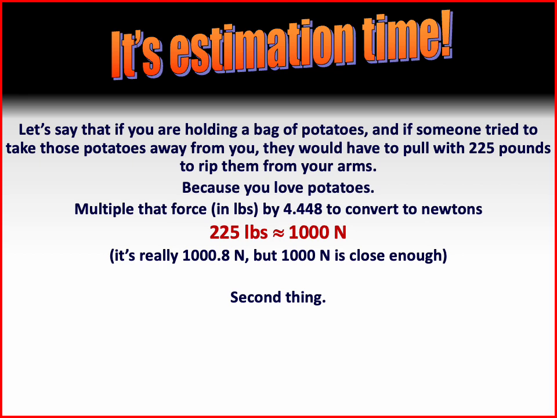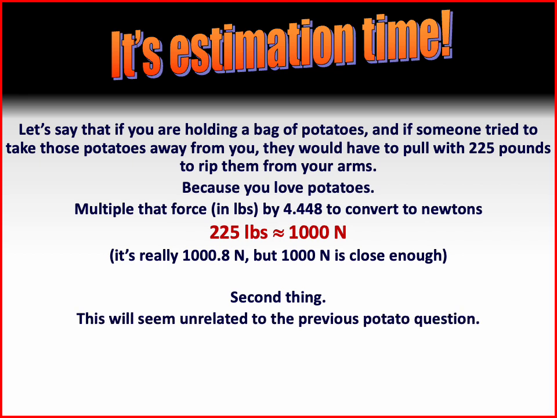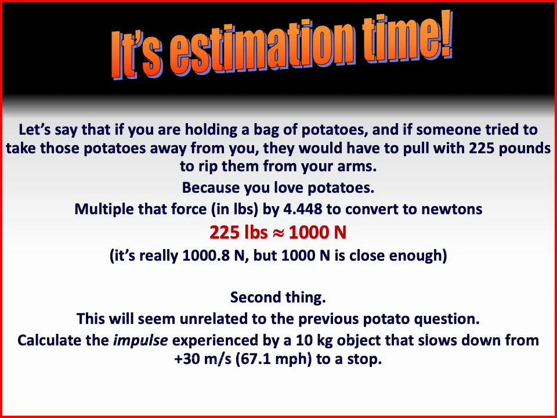Second question. This might not seem to be related to potatoes. So let's say you have a 10 kilogram object. So a 10 kilogram object is initially moving at 30 meters per second, and it comes to a stop. So think about how you determine impulse. Impulse is a change in momentum. So it's whatever the final momentum is minus whatever the initial momentum is.